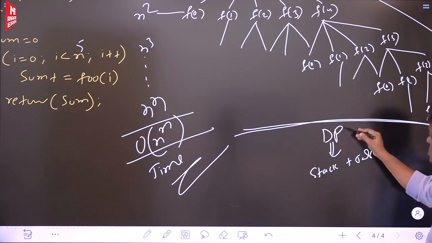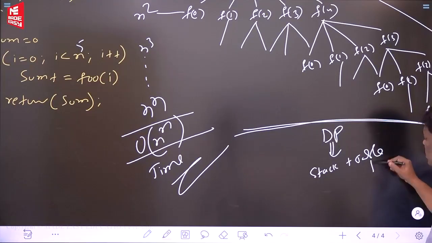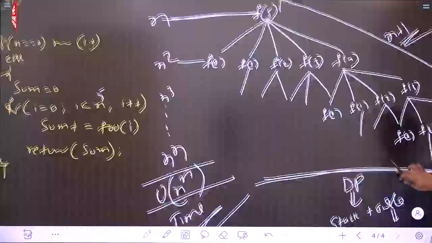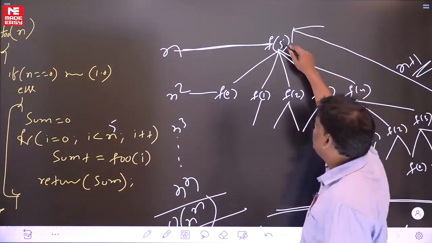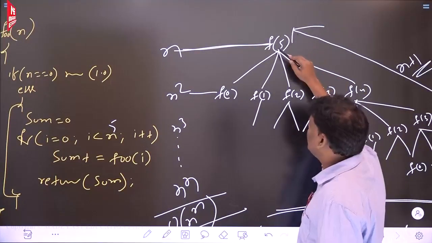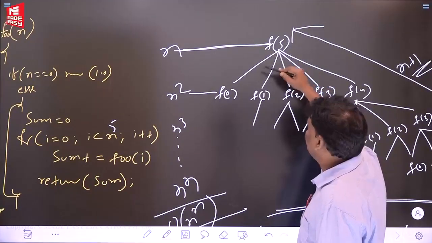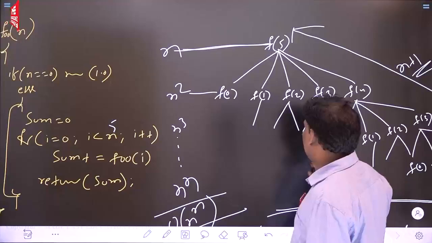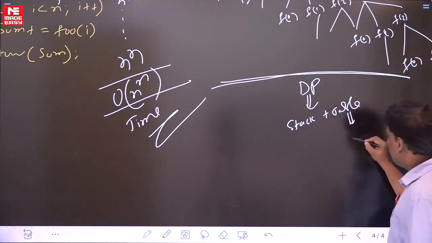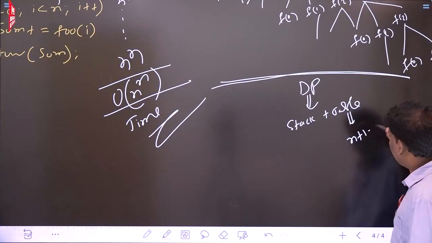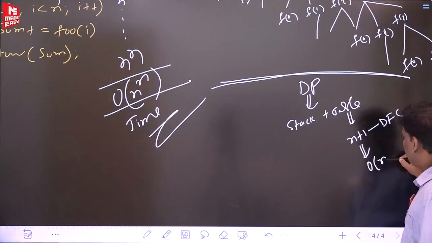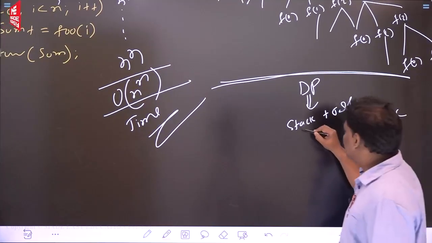Using dynamic programming, what is the table? How many distinct function calls are there? That much table is required. If f of 5 is given, including itself: 5, 4, 3, 2, 1, 0. So if 5 is given, 5 plus 1, that is 6 function calls. If n is given, n plus 1 distinct function calls, so the table size is n. Table size is n. Now what is the stack size?